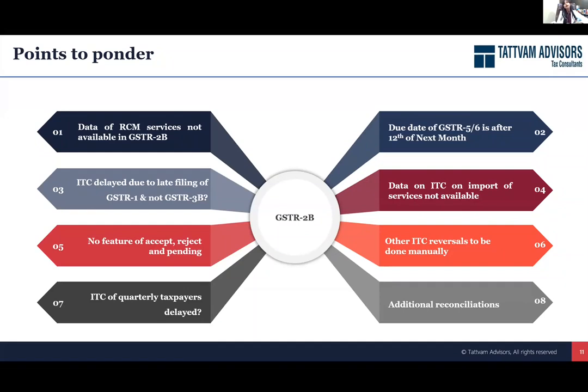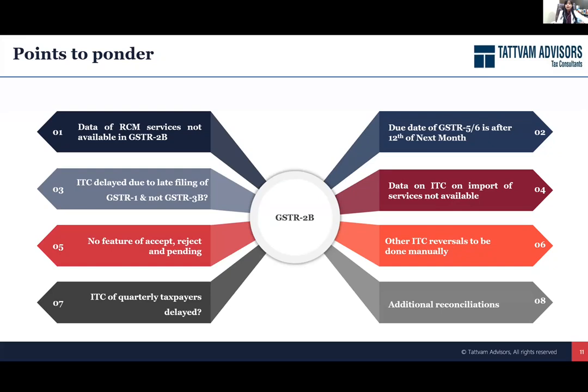But there are so many other scenarios where we have ITC reversals. For example, we have 17(5) situations where the ITC credit is not allowed. But this 2B return will take all these transactions into the eligible criteria, which means we have to do some more self-assessment. We cannot just blindly rely on this return and start taking credits.